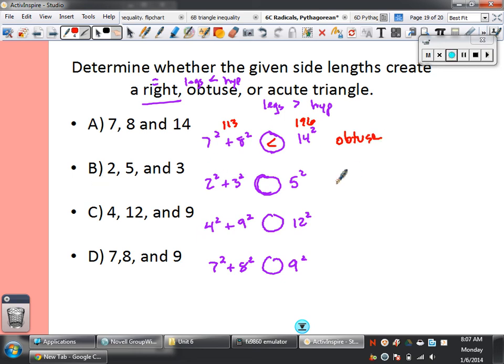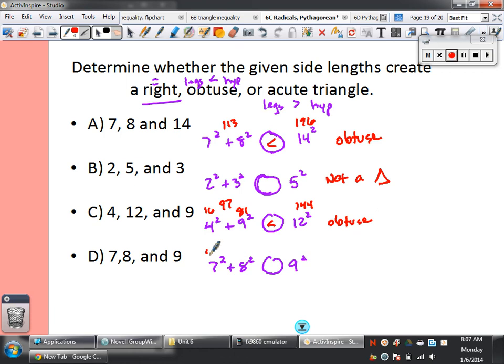2, 5, and 3, this is not a triangle. 2 plus 3 is not more than 5. So that's not even a triangle. 4 squared plus 9 squared, this is 16. This is 81, so that adds up to 97. This is 144, so it's less than, so this is obtuse.